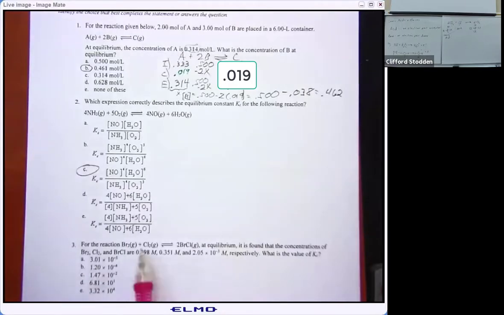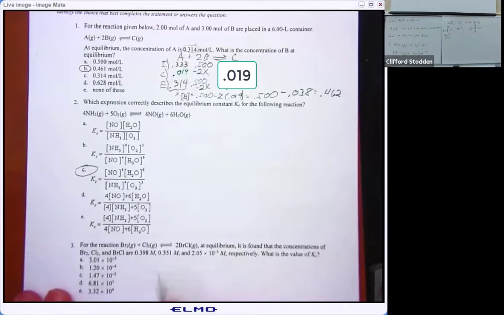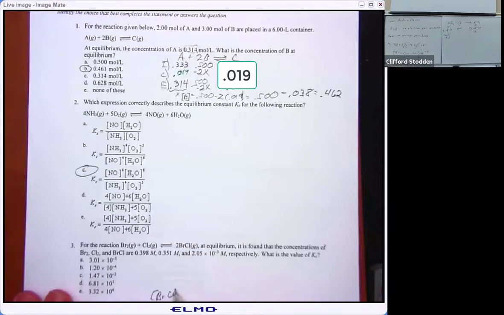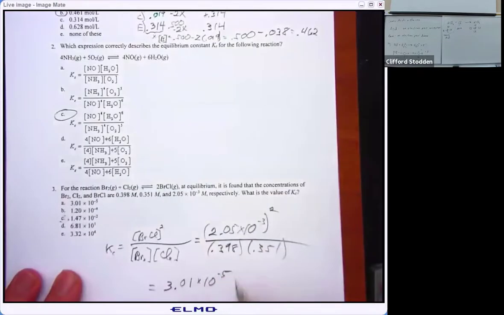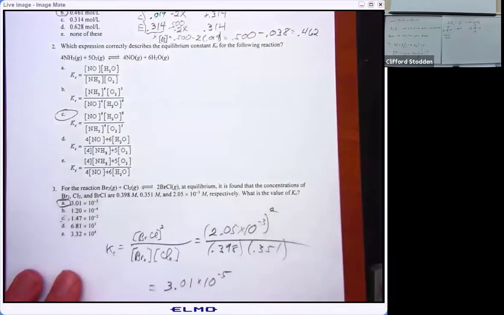Okay, number 3. For the reaction at equilibrium, the concentrations of bromine, chlorine, and BrCl are the following. So here, they're giving you all of the equilibrium values. You don't have to set up an ICE table for this. You just have to write down that the K sub C value for this would be equal to the product squared, BrCl, divided by the reactants, bromine and the chlorine. And those are both to the first power. So that's going to be the 2.05 times 10 to the minus 3 squared divided by times 10 to the minus 5, which is A. So the answer to number 3 is A.